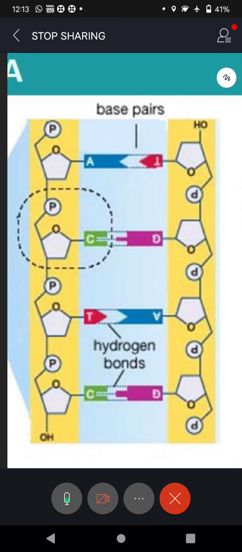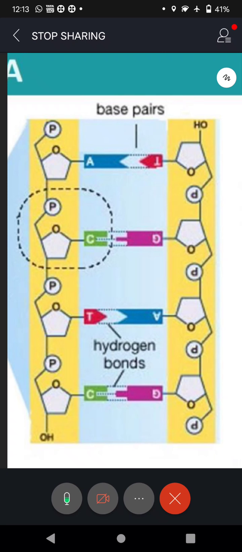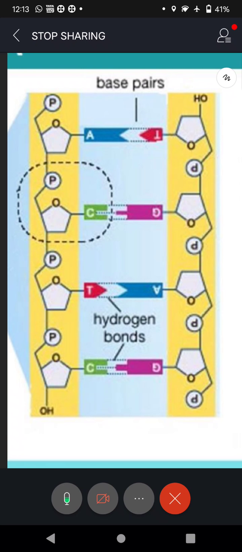I hope you are able to understand. Another one is the sugar molecule with phosphate. See the bond between 2 sugar molecules in the same ladder. See only one ladder, the vertical one. You can see here. And the third bond is there. What is the third bond? Hydrogen bond. Where is it present? It is present in between 2 nitrogenous bases. So totally there are 3 bonds.